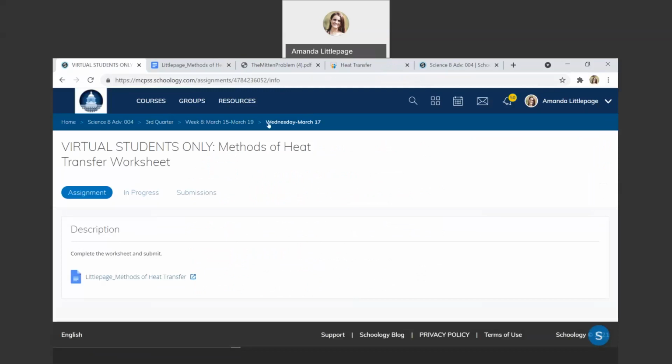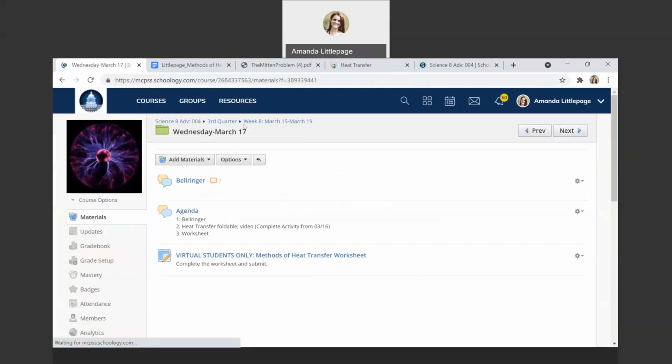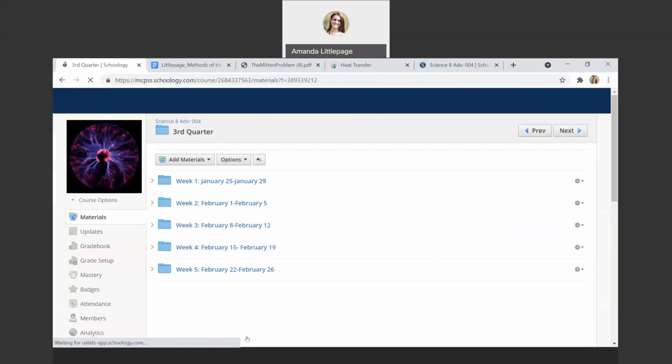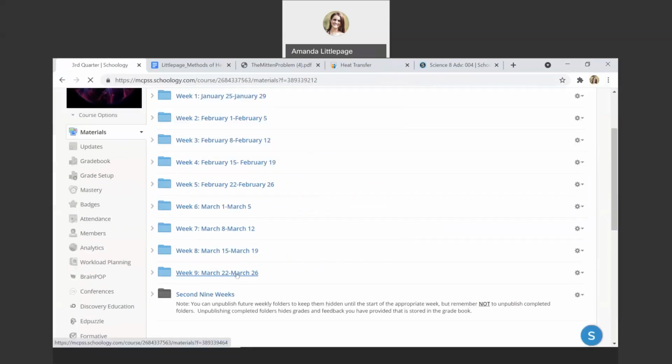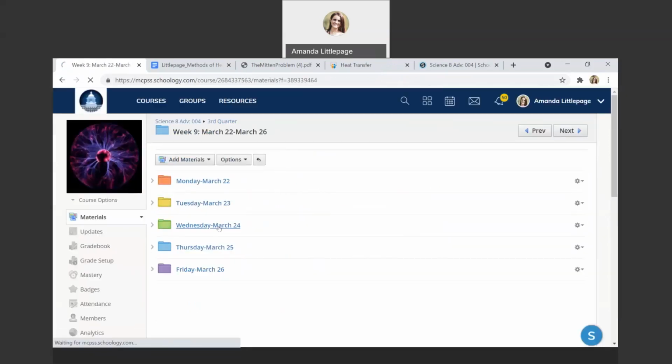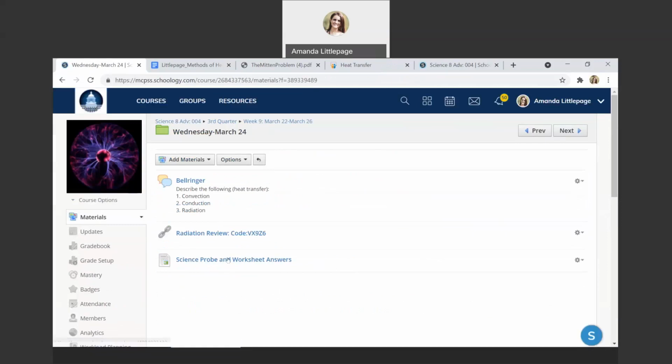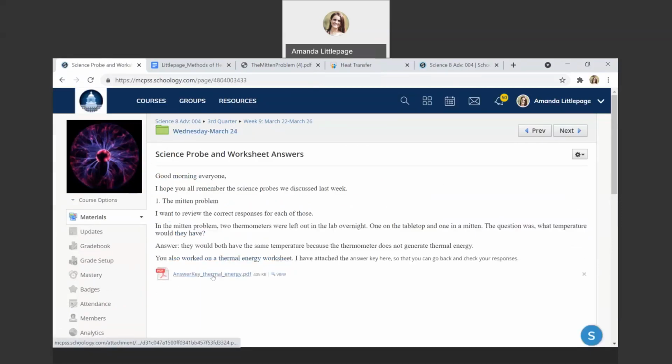You can go back into the third quarter's folder this week, and in today's assignment, I provided you with the answer key.